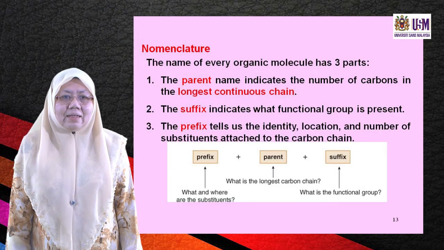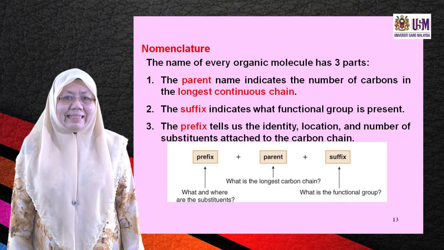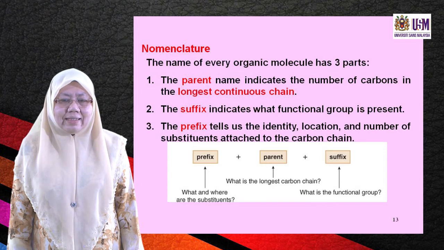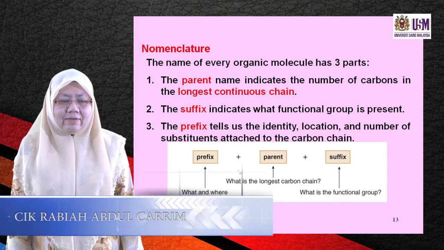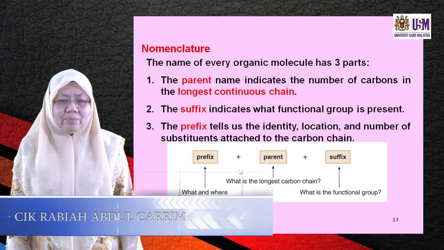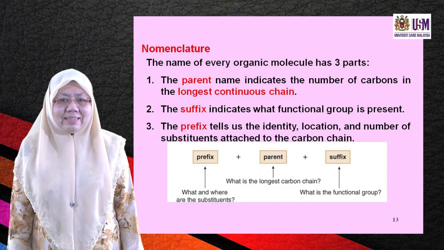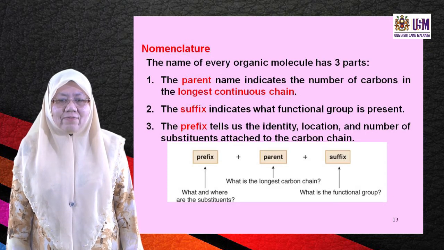Alkanes can be named according to the following rules. The parent name indicates the number of carbons in the longest continuous chain. The suffix indicates what functional group is present. The prefix tells us the identity, location, and number of substituents attached to the carbon chain. As we can see, the longest chain is represented, and that is the parent chain. The prefix shows all the substituents, and the suffix will show all the functional groups.